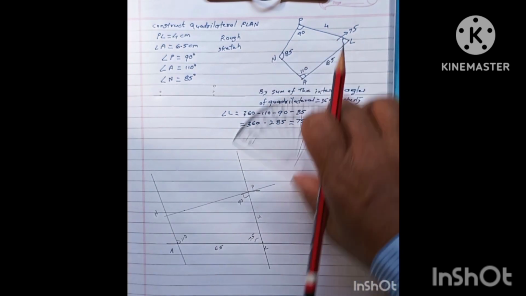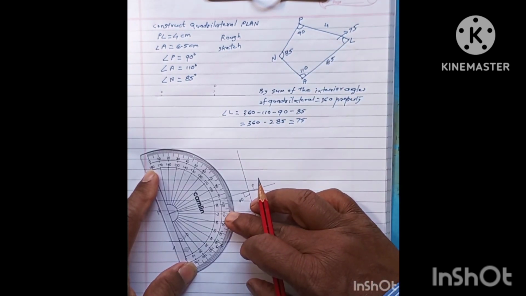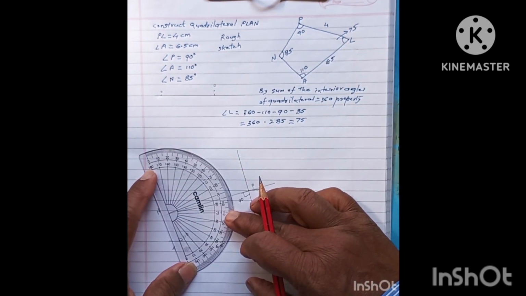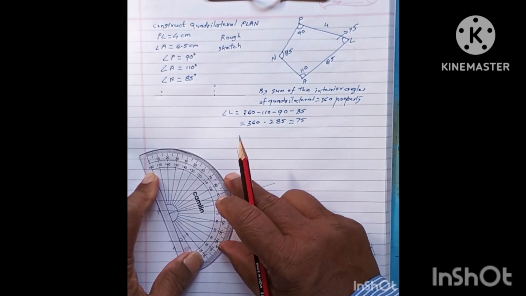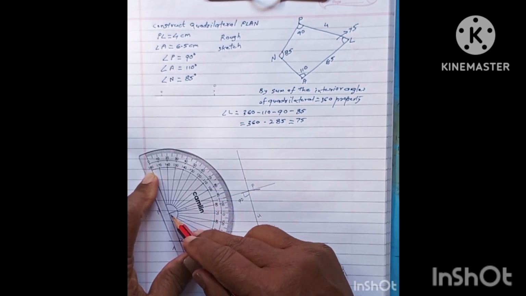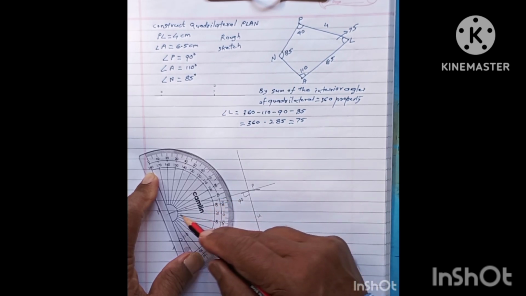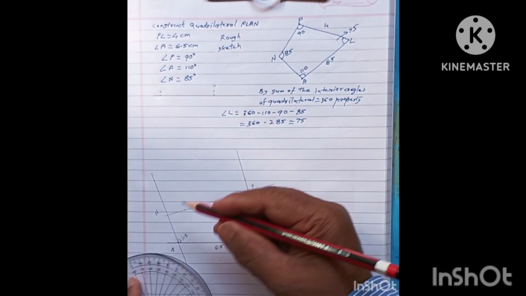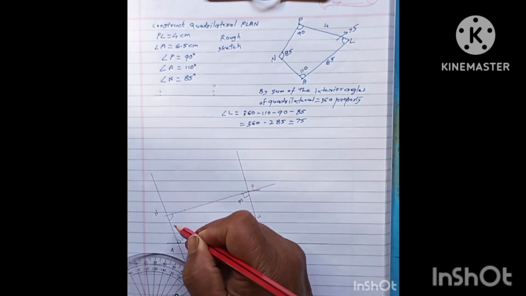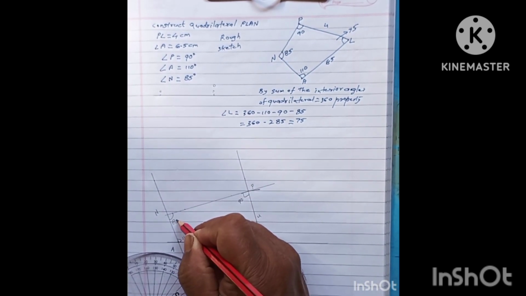Now that N given was 85, we are just confirming whether it is really 85 or not. We have used it to draw, but we have not measured it. Now it is 85. We just see it is 85. So our construction is correct. Okay, so write it 85.